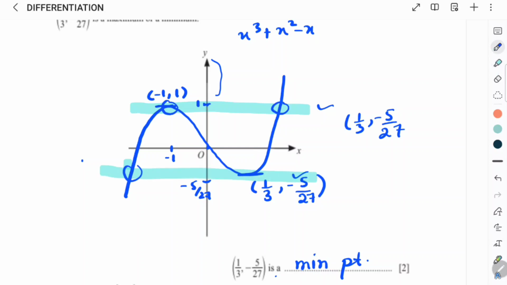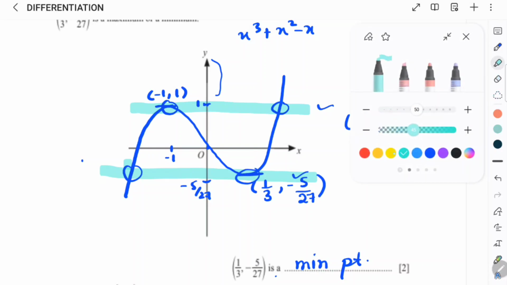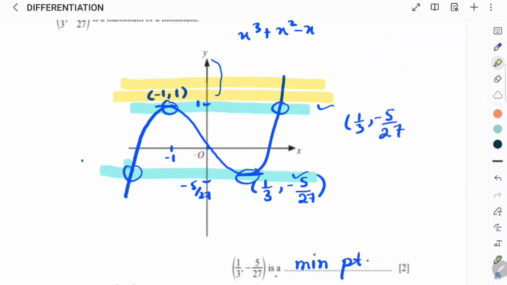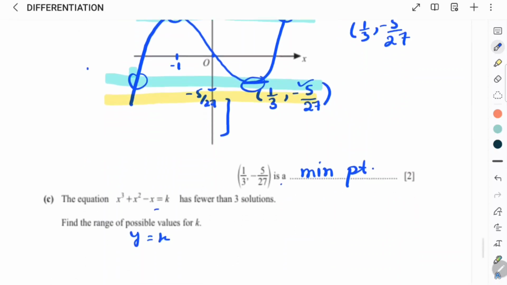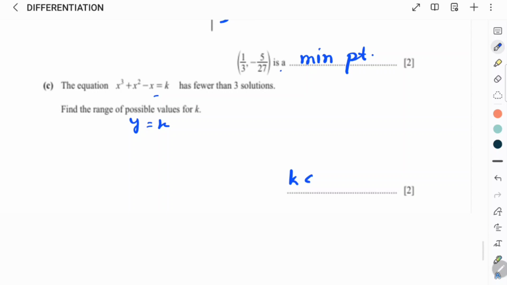Here 1 and 1, 1 and 2. And above also we are getting even fewer than 2 points. So this is just one solution, one solution, one solution, like this. So it means less than minus 5 over 27 and more than 1. So k will be less than or equal to minus 5 over 27, because we can include the 2 points, which is fewer than 3. And k is greater than or equal to 1.